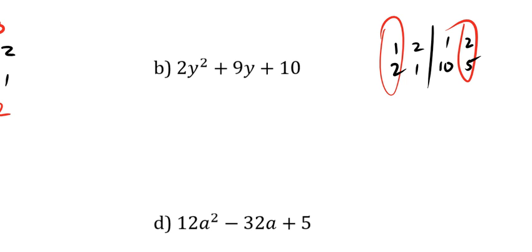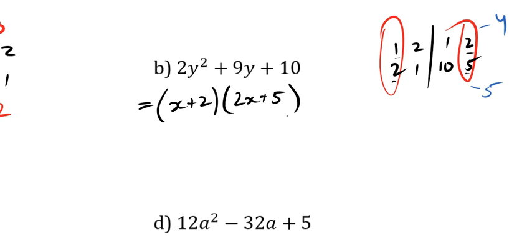Some of you are saying, I still have no idea what's going on. Don't worry. We're getting there. 1 times 5 is 5. 2 times 2 is 4. 4 plus 5 is 9, my middle term, so that's my answer. Read the answer across the page. 1x and 2, so x plus 2, and 2x and 5. So far, everything's been positive, so I haven't had to worry about signs.